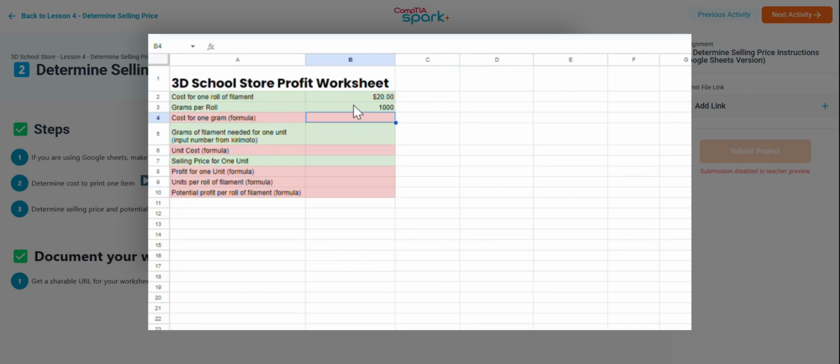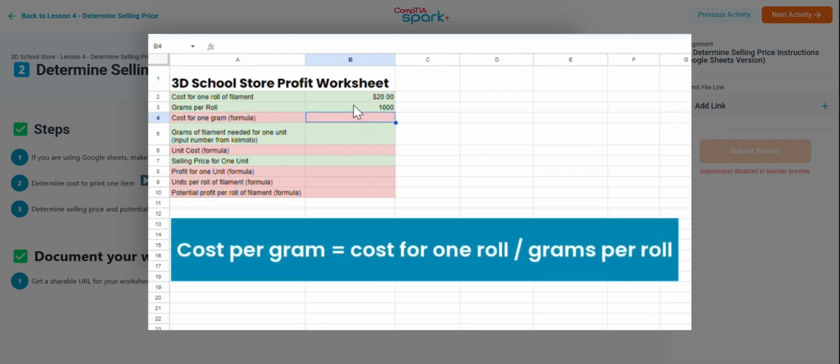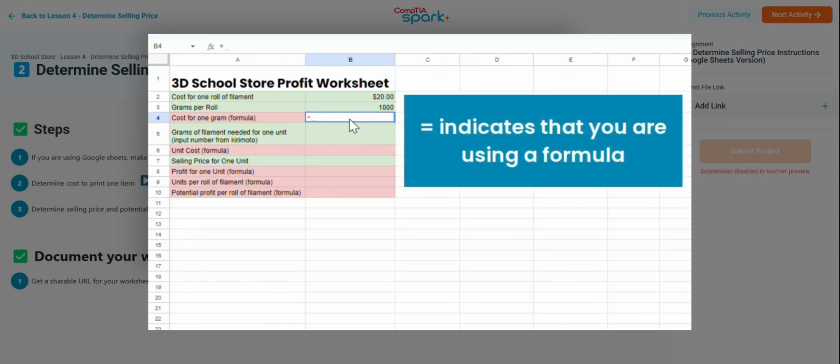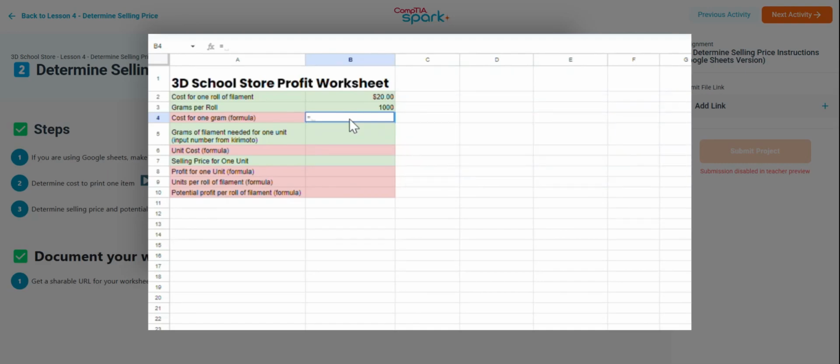The next cell we will work with is the cost per gram of filament. We are going to use a formula to do the calculation for us. We will take the cost of the roll and divide by the number of grams to get the cost per gram. That is the cost for 1 gram. So first, we're going to type an equal sign. All right, this will indicate that we are using a formula. So in cell B4, I put an equal sign.